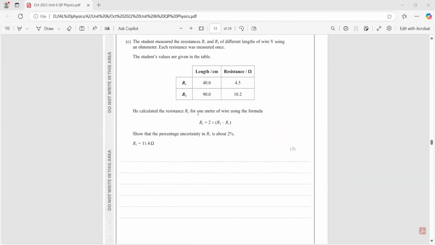And then show that the uncertainty in R is about 2. What about root? Good question. If there was a root, then it is 1 by 2. Let's say A is equal to the square root of D, so A is equal to D raised to the power 1 by 2. So the percentage uncertainty in D multiplied by 1 by 2 will be the uncertainty in A.